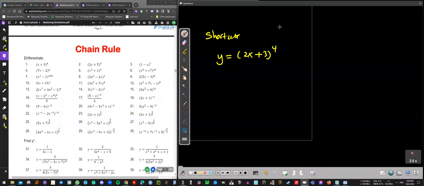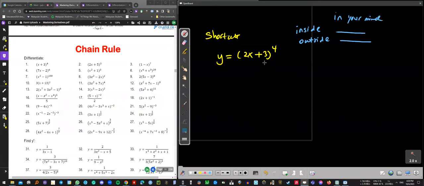So I'm gonna find something on the inside and something on the outside je. Okay, this one just need to be in your mind je. In your mind sahaja, these two things ya. So inside siapa? Kita ada 2x plus 3 kan? Outside kita ada to the power of 4. So cara dia kalau nak buat dy/dx, simple je.